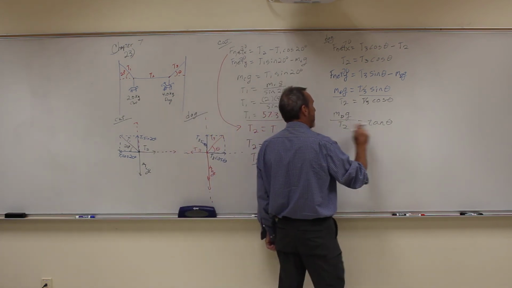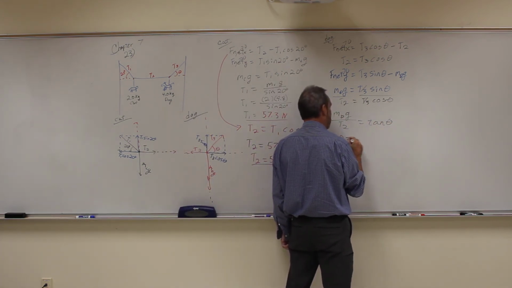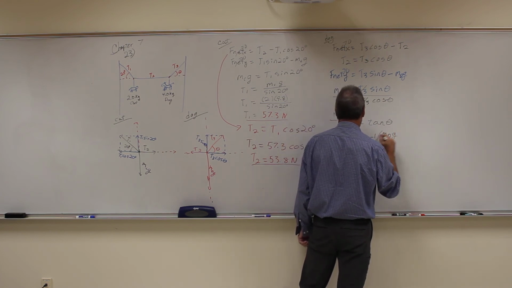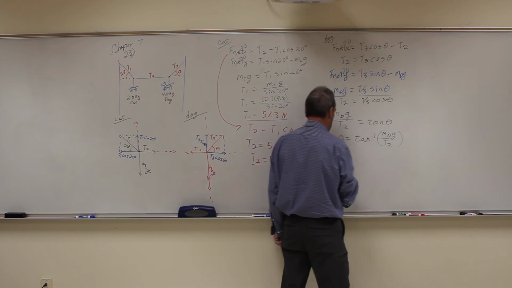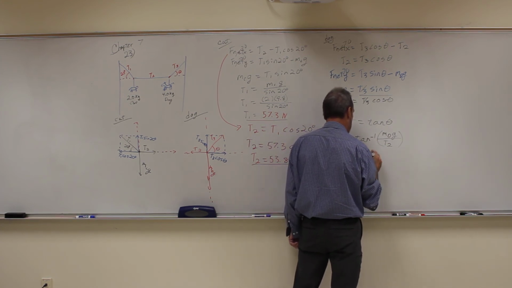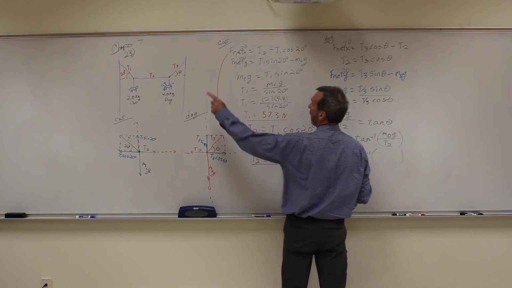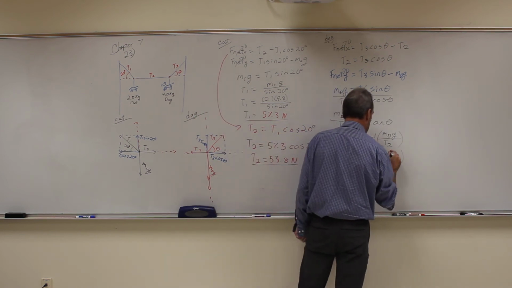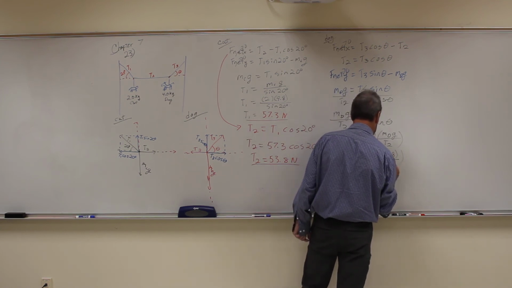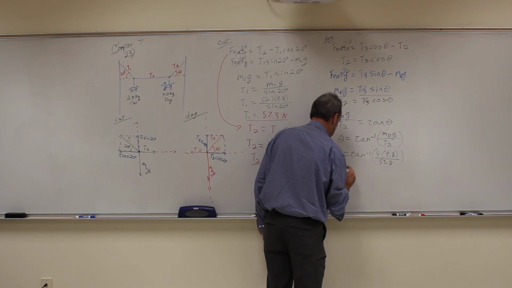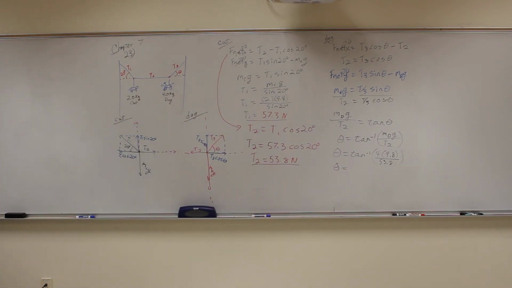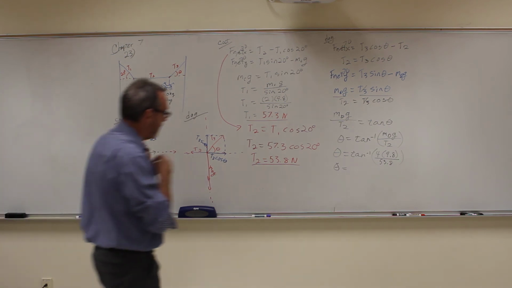Now, I've eliminated all the variables except theta, and so I can say theta is equal to the inverse tangent of the mass of the dog times gravity over T2. Or theta is equal to the inverse tangent of 4 times 9.8 divided by T2, which I have is 53.8 newtons. And I get my angle theta is equal to 36 degrees.